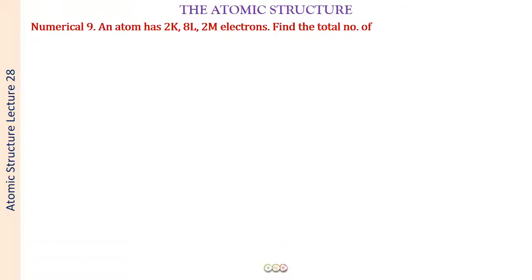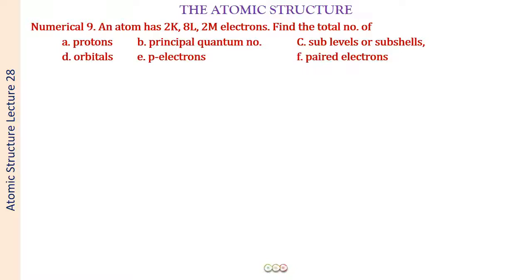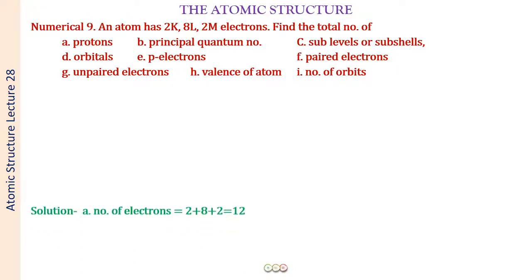Next we have: an atom has 2K, 8L and 2M electrons, and you have to find the total number of protons, principal quantum number, sub-levels or sub-shells, orbitals, p electrons, paired electrons, unpaired electrons, valency of the atom and number of orbitals for this atom. So many things that you have to tell, but they are all very easy.